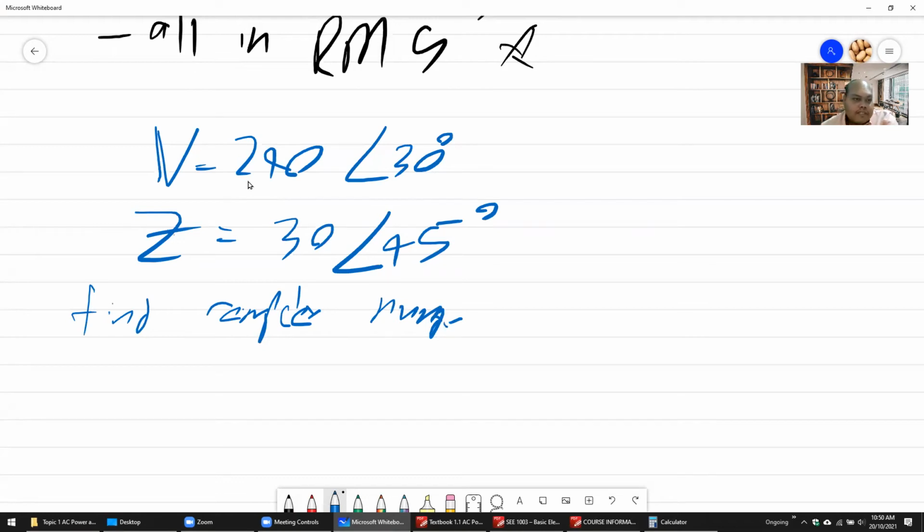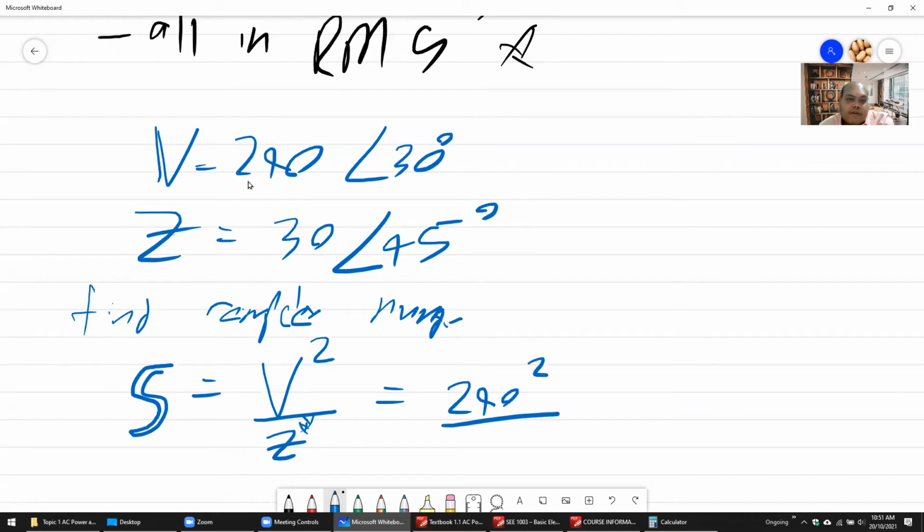So if you want to find the complex number, you just use S equals, because you have V and Z, you don't have I, so V squared divided by Z. And of course, if you have power of 2, you just use the component. You have Z, so you have to conjugate. Because it is squared, you only use the magnitude, so just ignore the 30 degrees. So 240 squared divided by Z, 30 angle negative 45. Don't forget to conjugate.